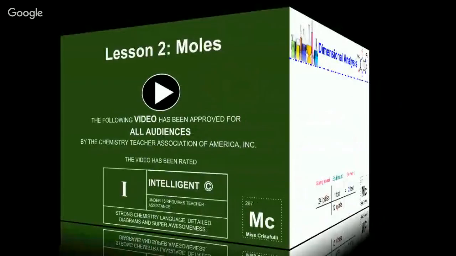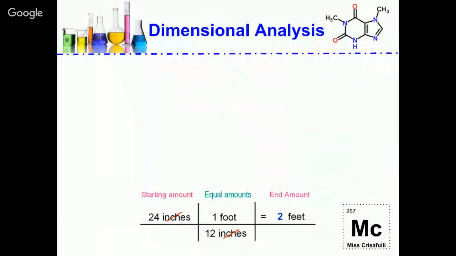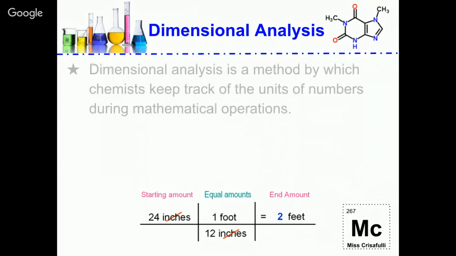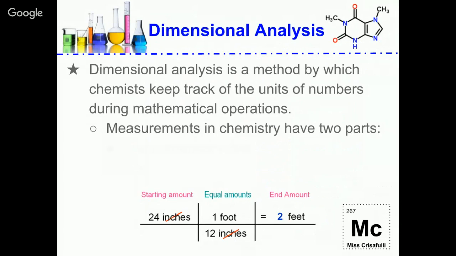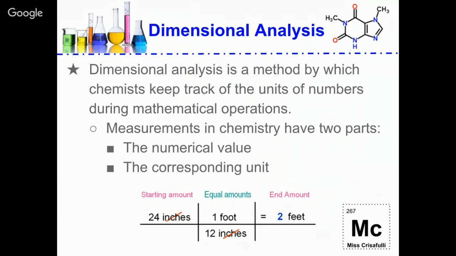Mole. So before we go into mole conversions, and that's where this unit and lesson is headed, let's first talk about dimensional analysis and what it is. Remember, dimensional analysis is a method by which chemists keep track of units of numbers during mathematical operations. So every number in chemistry has two parts: a numerical value, and also a corresponding unit. And we set it up so that units can cancel when we understand and use dimensional analysis to convert between things and amounts and understand math problems.